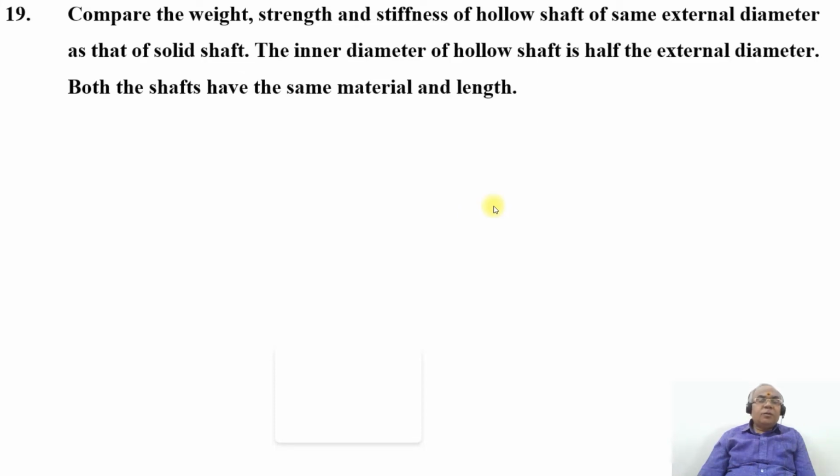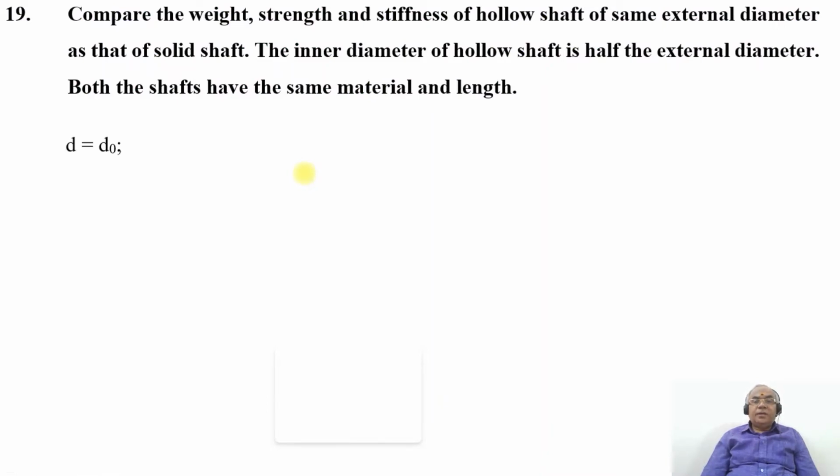Now we're going to take up one more problem on the shaft. Problem number 19 reads as: compare the weight, strength, and stiffness of a hollow shaft of the same external diameter as that of a solid shaft. The inner diameter of the hollow shaft is half of the external diameter. Both the shafts have the same material and length.